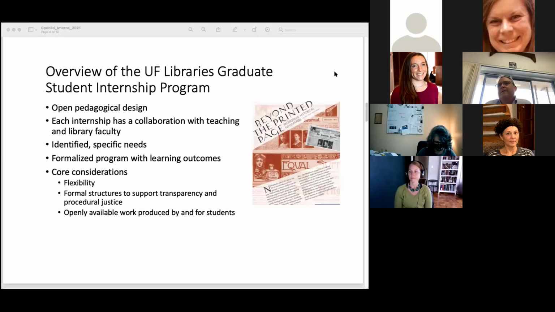We have observed tremendous benefits to internship directors in the libraries, from supports for onboarding and orientation for the interns, supports for their needs in developing the internship and handling problems when they arose, and for the overall outcomes and results for the internships with a more stable and simpler process for their work. The program follows Open Pedagogical Design. We ascribe three major considerations to this approach: flexibility, formal structures to support transparency and procedural justice, and openly available work produced by and for the students.